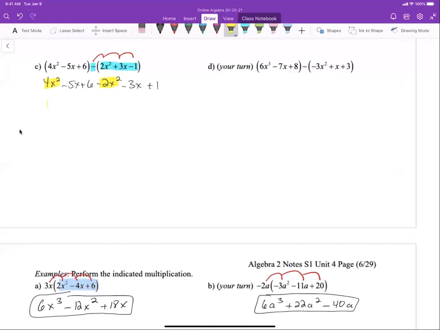How about we just highlight them here? I have two x squared terms, two x terms, and two constants. All right, so the 4x squared minus 2x squared will give me 2x squared. Negative 5x minus 3x will give me negative 8x. Now I can combine my constants. 6 plus 1 will give me plus 7, and this is the answer.